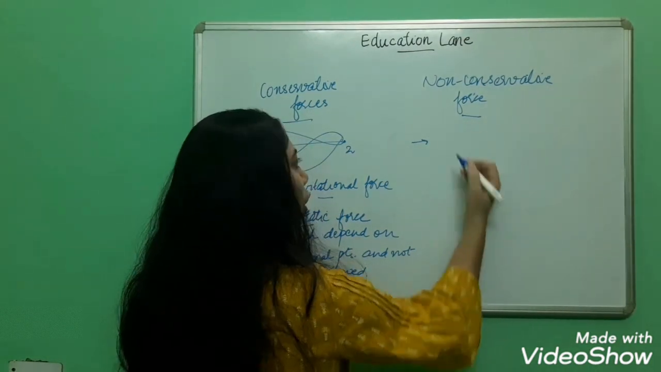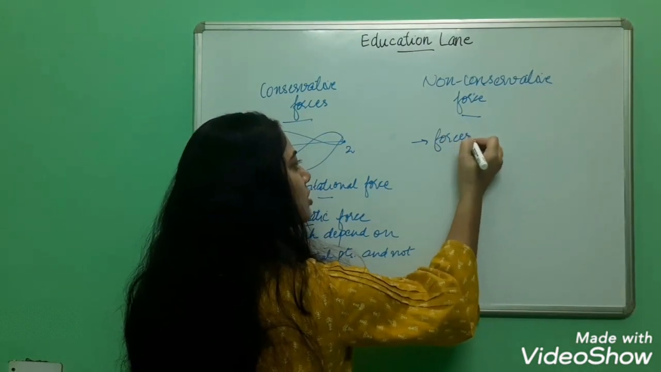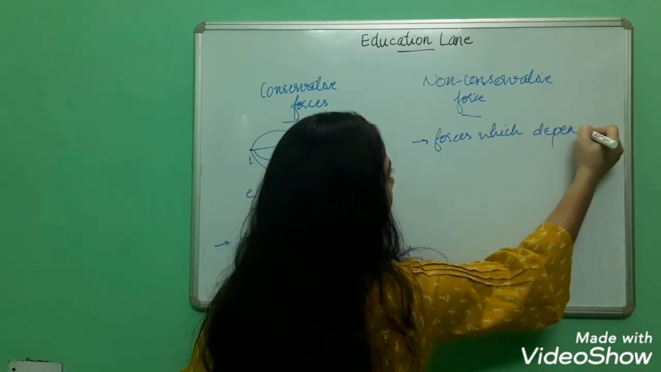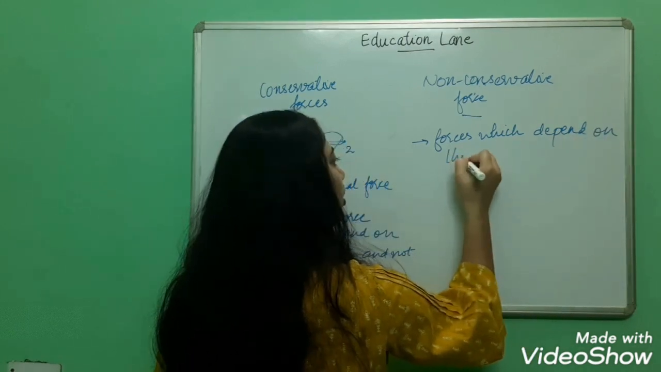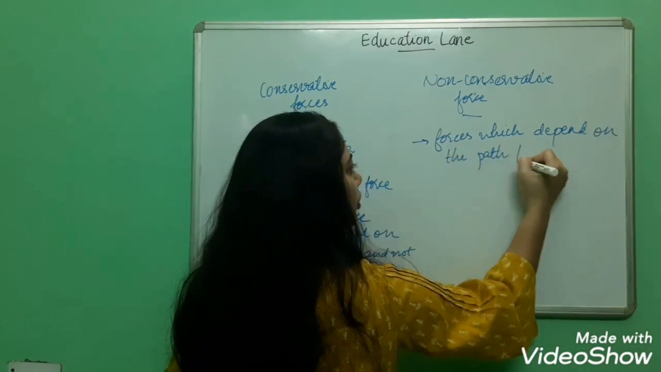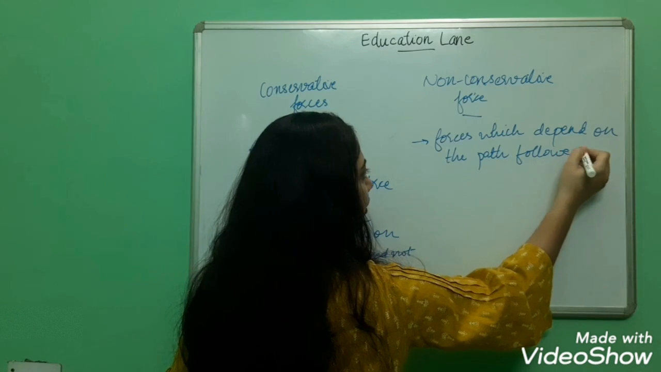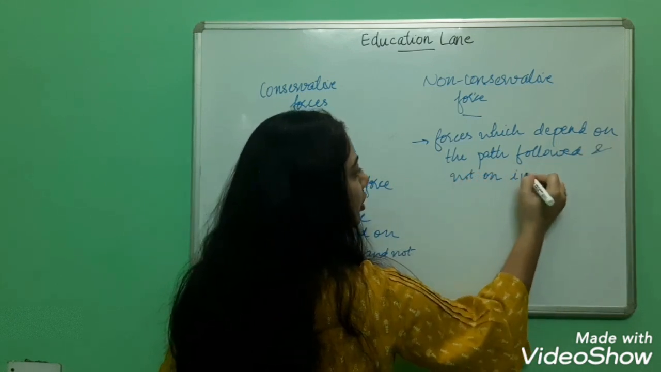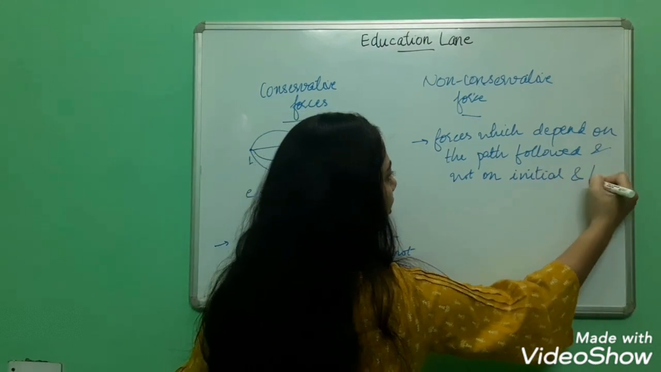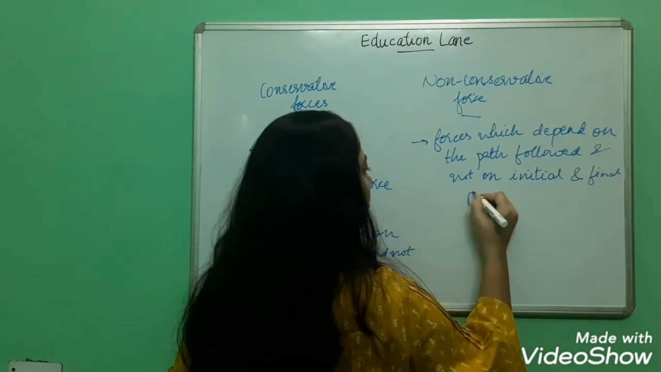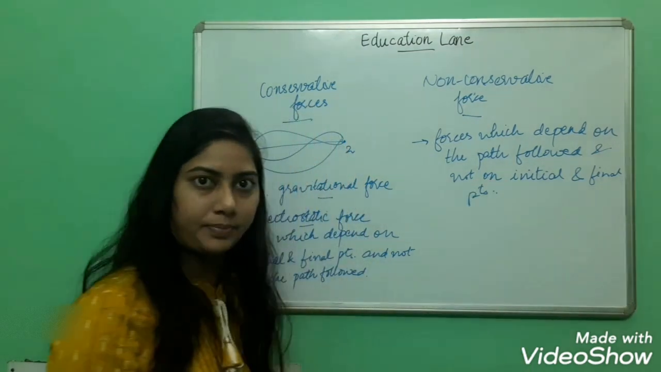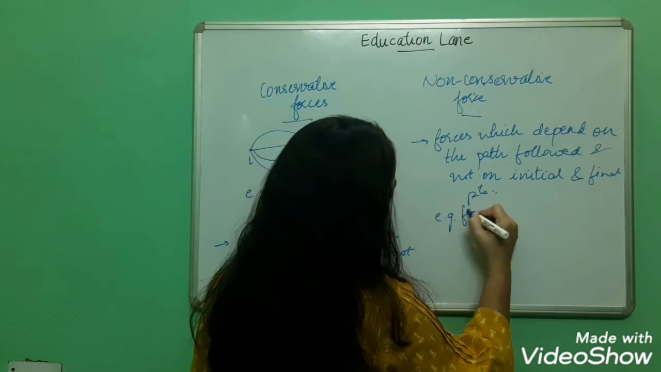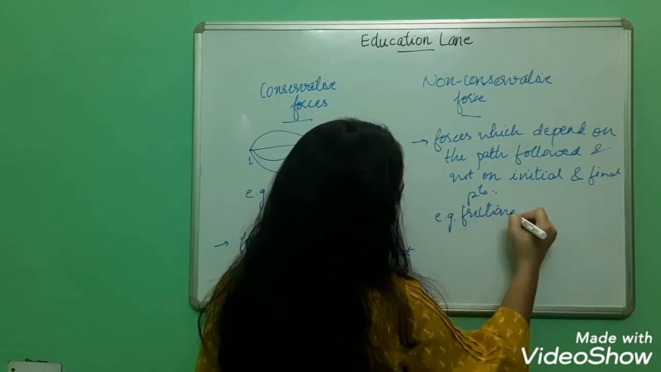Whereas non-conservative forces are the forces which depend on the path followed and not on initial and final points. Got it? Example, frictional force.